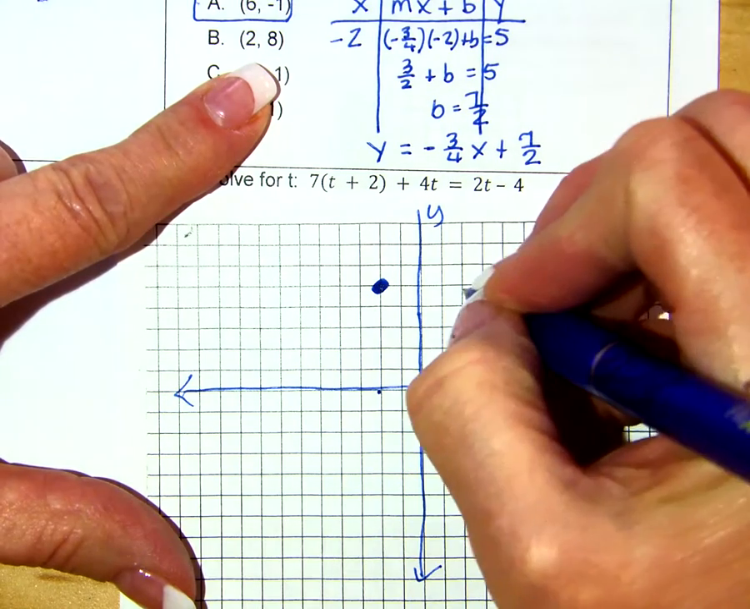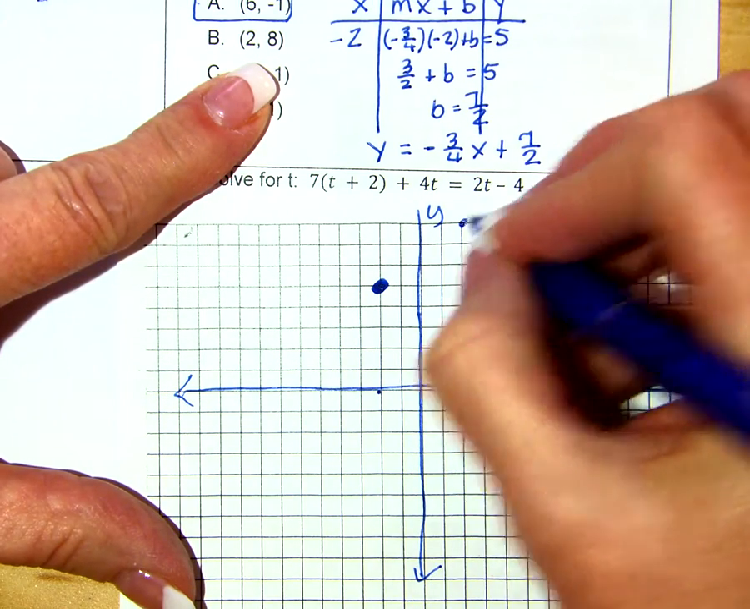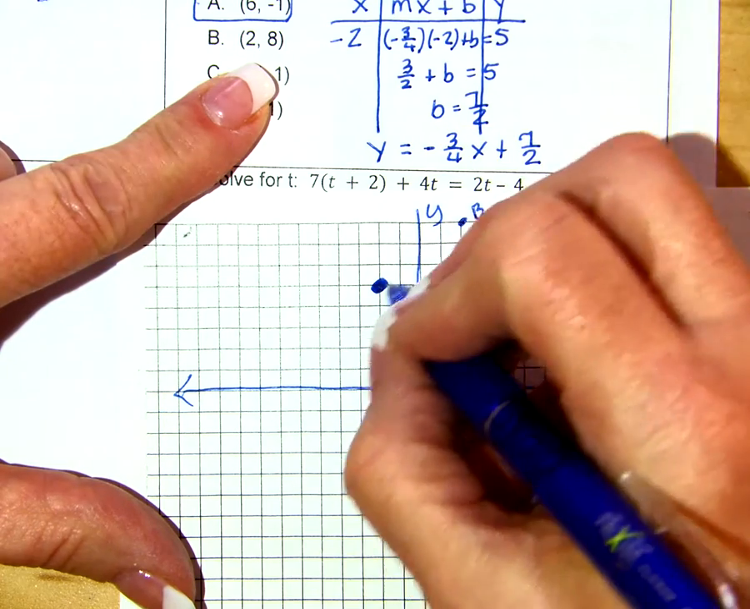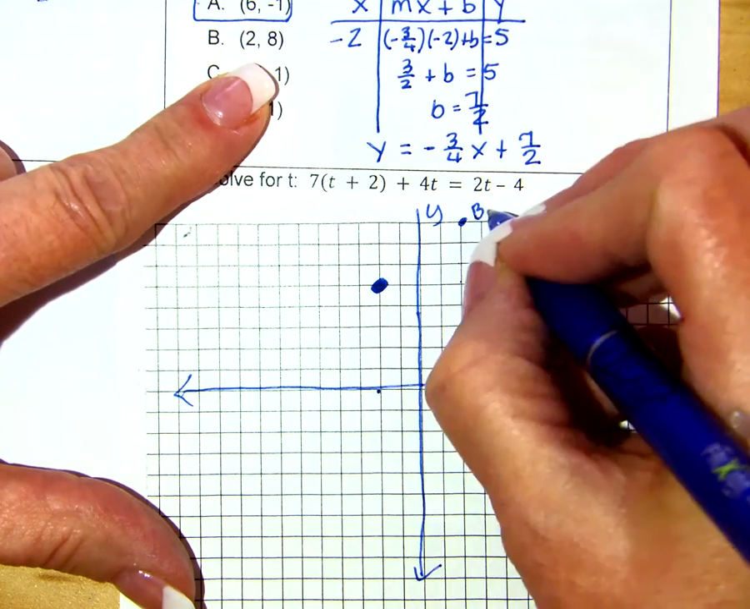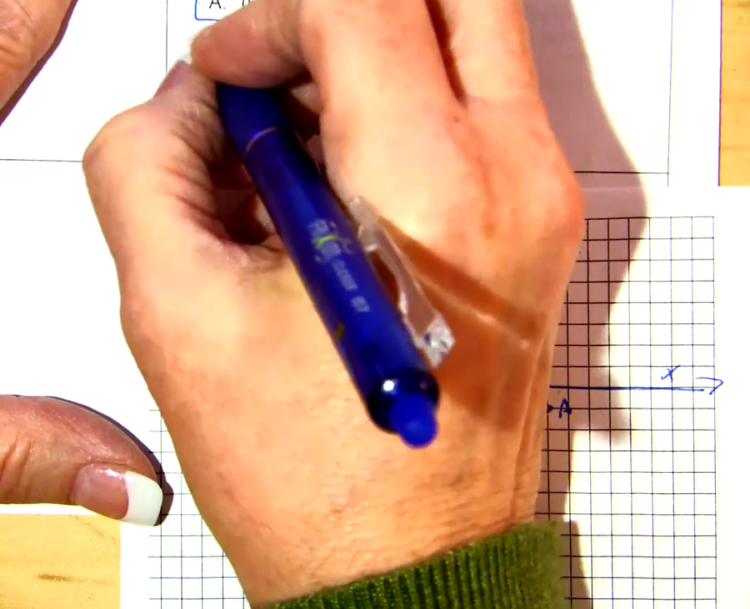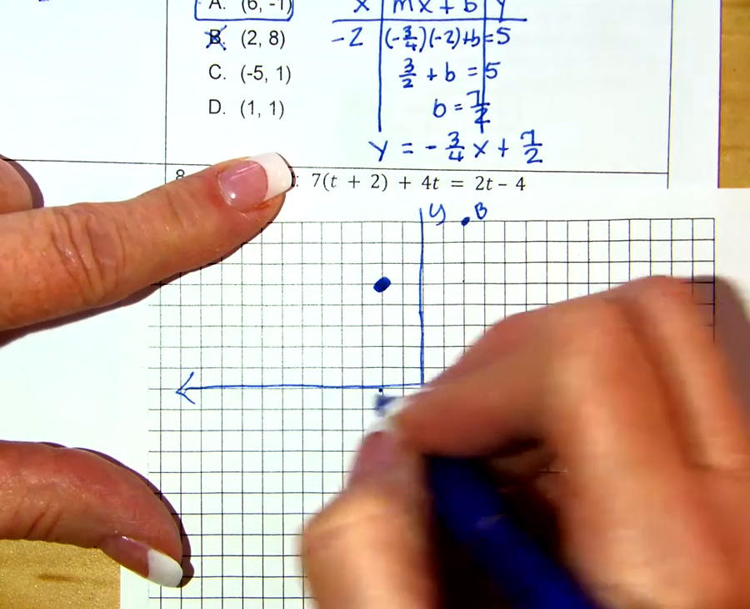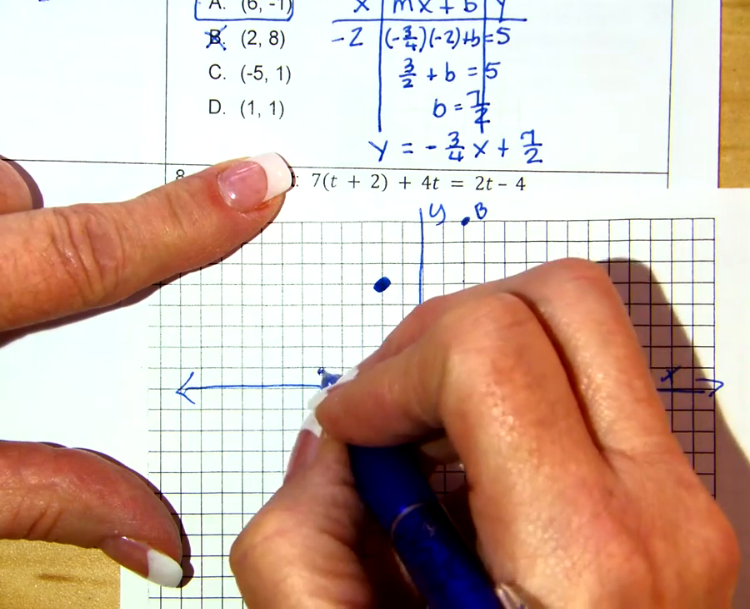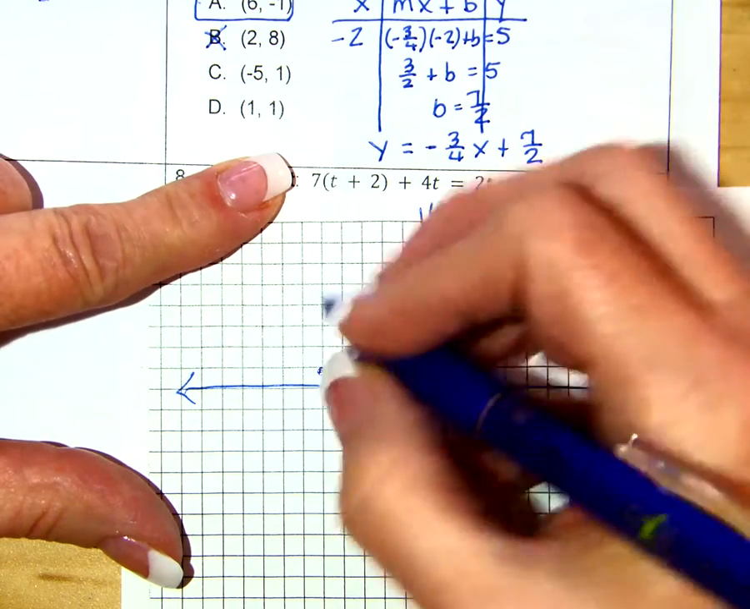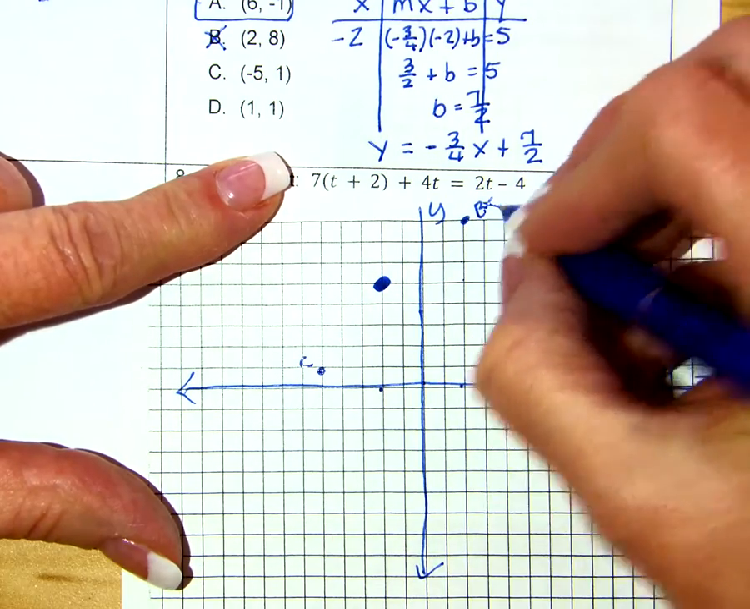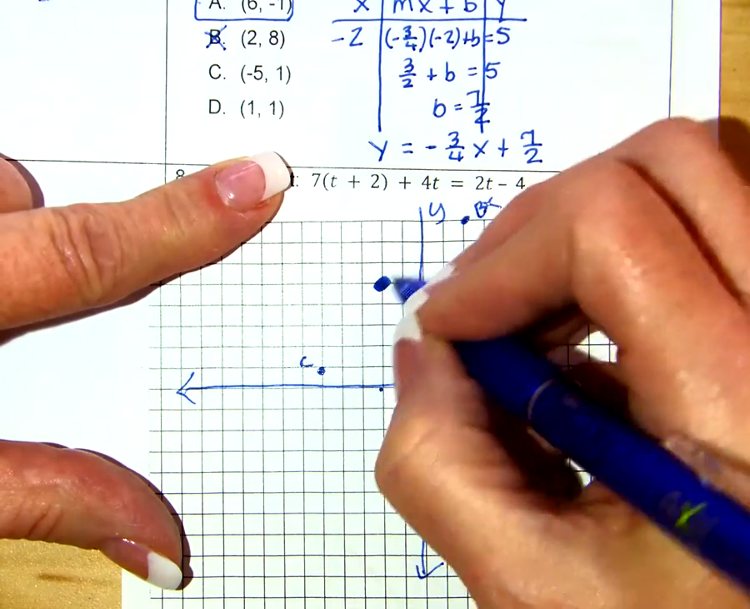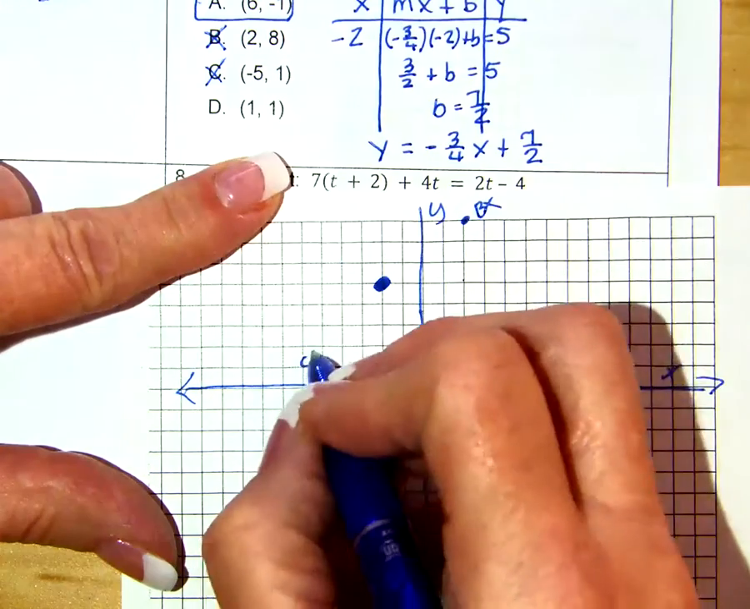Over 2, up 8, there's 5, 6, 7, 8. Now this is point B. If I connect these 2 points, they're going to give me a positive slope, so B would not work. Negative 5, there's 2, 3, 4, 5, positive 1. Also, if I connected these 2 points, that would give me a positive slope, so C also does not work.